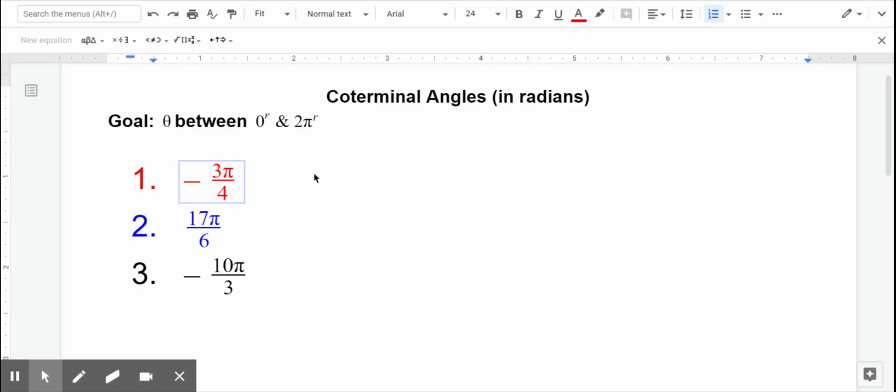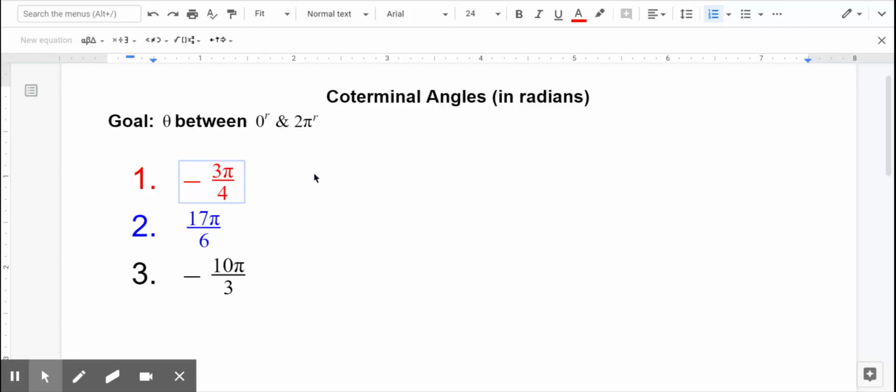In this video, I'm going to show you how to find coterminal angles in radians. Radians are tricky because they're frequently given in fraction form and they're counterintuitive, whereas degrees are pretty intuitive and we really kind of rely on 360 degrees as our frame of reference for anything circular.